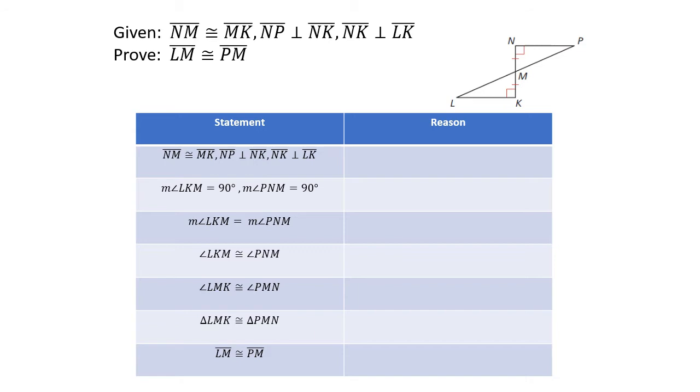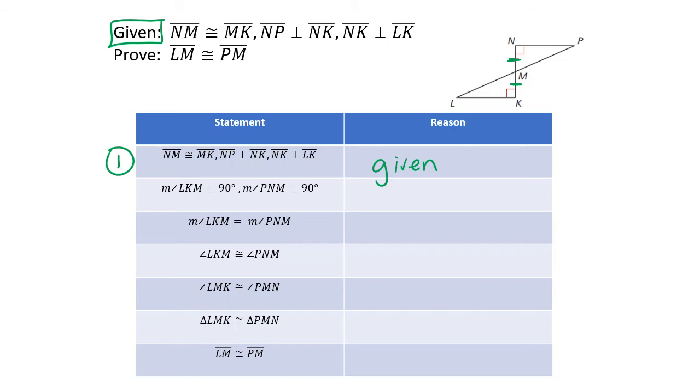So, if we look at our given statement, we know that line segment NM is congruent to line segment MK. So, as marked on the picture with our little hash marks, we know that they have equal distances. We're also given that line segment MP is perpendicular to line segment NK, and line segment NK is also perpendicular to line segment LK, meaning that they create 90-degree angles. So again, we mark those in the picture with our boxes. So if we go down and look at our first statement in our proof, number 1 here, our reasoning for that is because it's given to us.